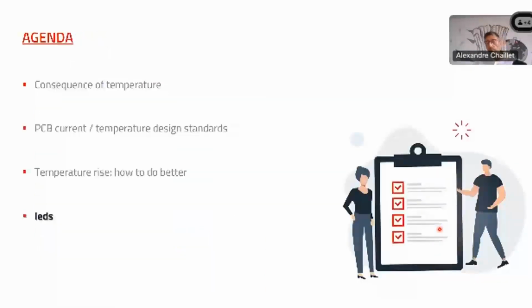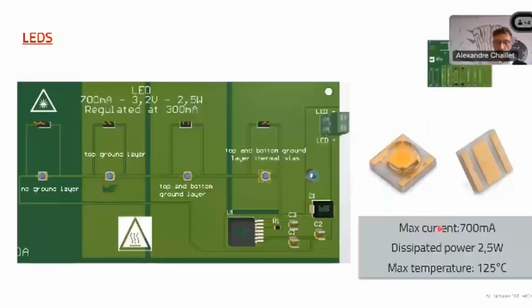Now, you saw easy tips to reduce your temperature. Is it applicable for LEDs? On the same PCB, I put LEDs in different configurations. So these are power LEDs. The dissipated power is 2.5 watts. This is a lot for a really small component.